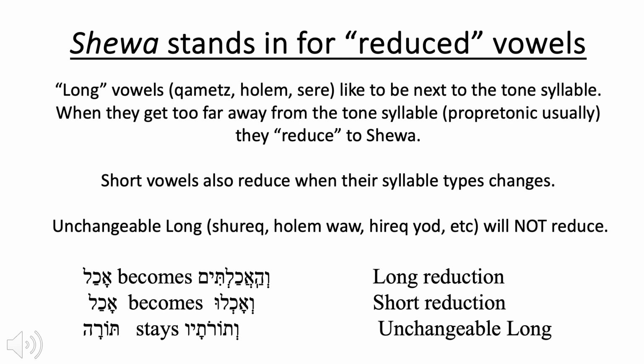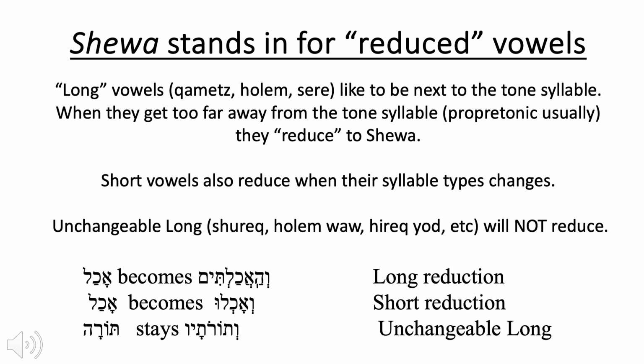Short vowels will occasionally do the same thing when their closing consonant is taken to be used, usually for a suffix. This is where unchangeably long vowels are important, because unchangeably long vowels will not change. They will not reduce. The examples at the bottom of the page demonstrate how this takes place when the tonic syllable shifts.